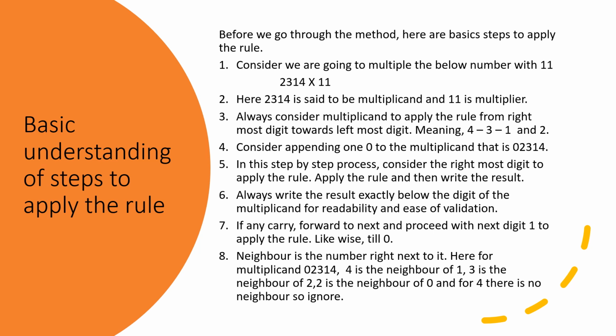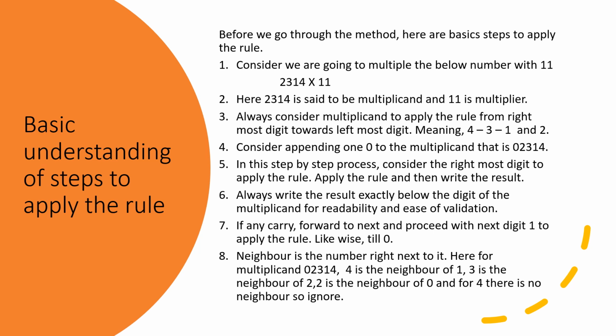And when you're adding any numbers, if you get a double digit, we have to carry forward that number to the next digit, and if there is any carry, carry it forward to the next and proceed with the next digit to apply the rule. Likewise till 0. And we have to understand there is a term called neighbor.